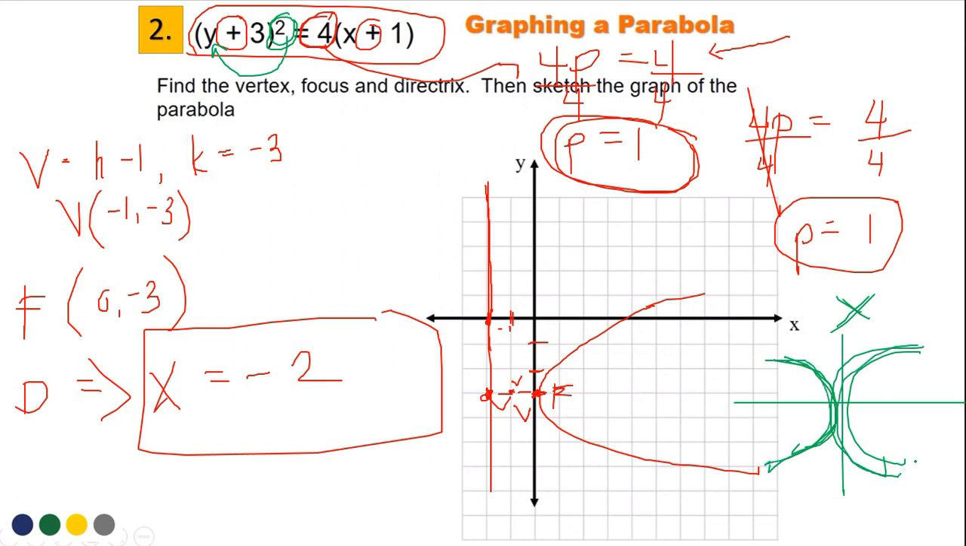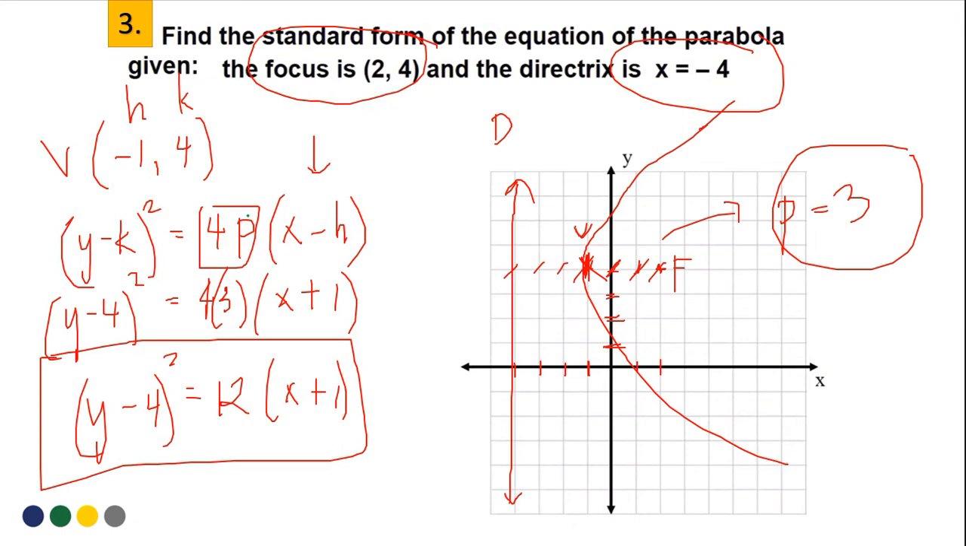Paano mo nalaman kung right or left? Tingnan mo yung 4P natin dyan. Positive yan, sir, oh. Ibig sabihin, to the right. Kaya nga, to the right to. Oh, yan yung tatandaan ninyo. Paulit-ulit kong sinasabi.